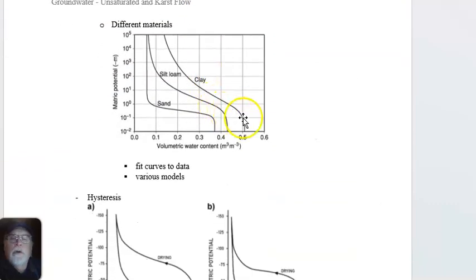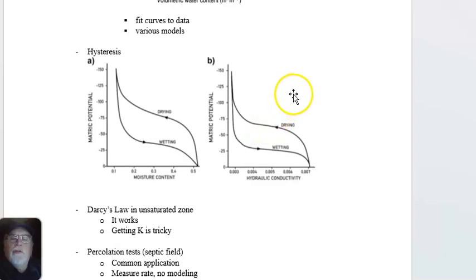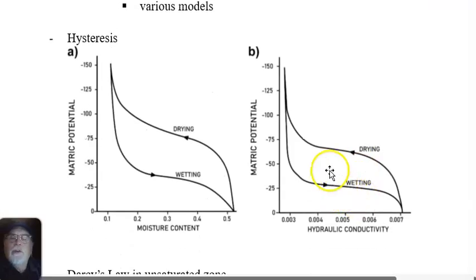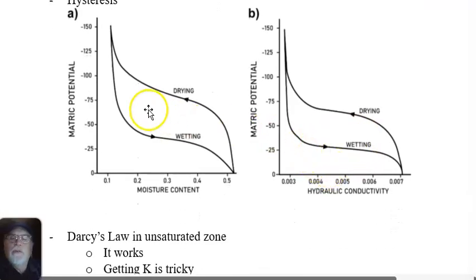And again, here is for different materials. You can fit these curves to data, or you can take data and make these curves, and there are various models to model this. Another complication of this, I'll zoom in a little bit again here, is that there's hysteresis. Hysteresis means it's different in different directions.